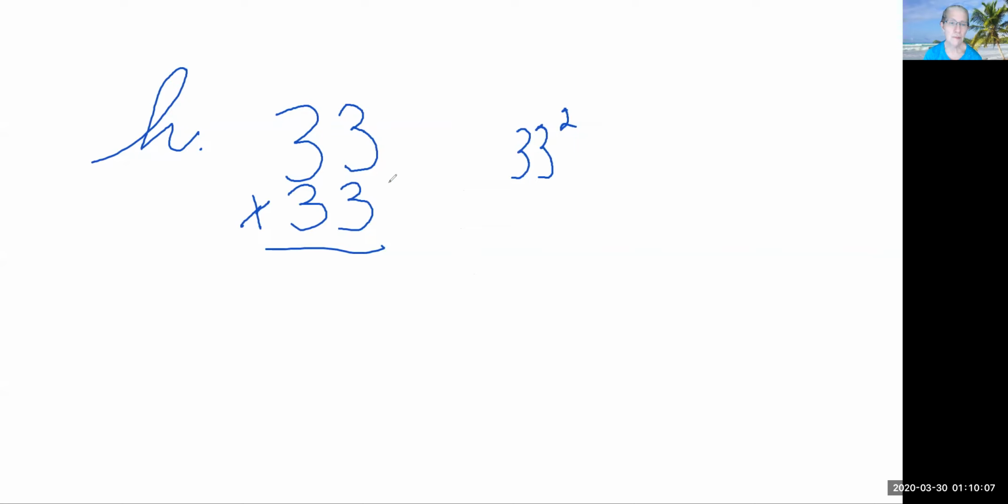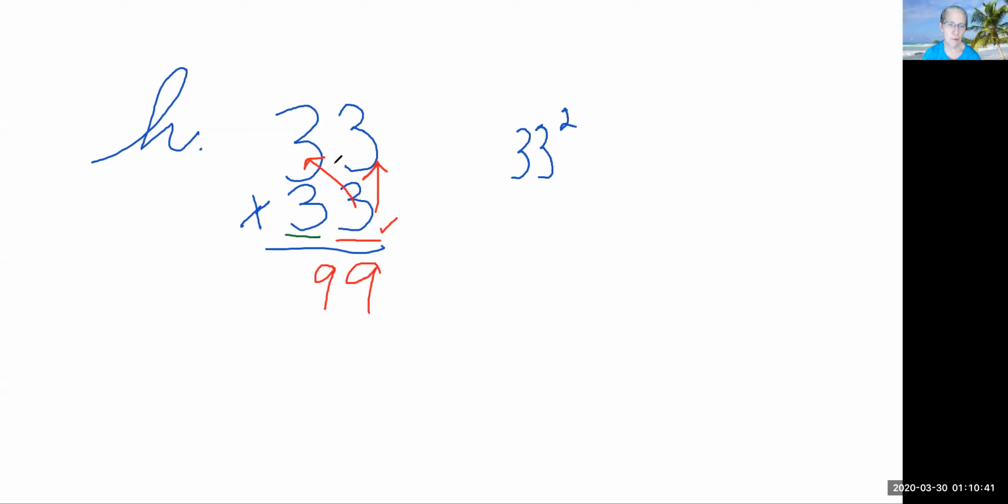Okay, let's work this problem. Start with the ones column on the bottom. We go from the ones column on the bottom to the ones column on the top. 3 times 3 is 9. We go from the ones column on the bottom to the tens column on the top. 3 times 3 is also 9. There's a lot of 9s in this answer. Okay, so we did the ones column. Now, let's switch over to the tens column.